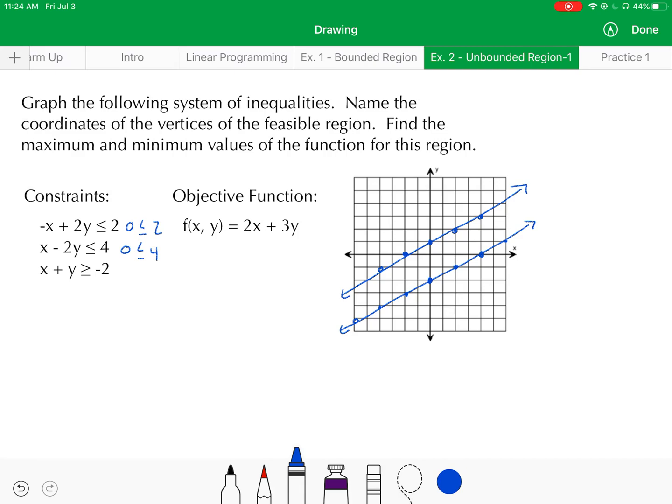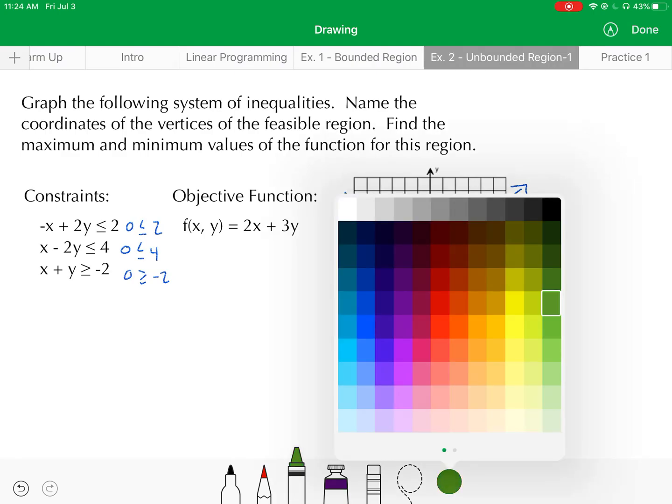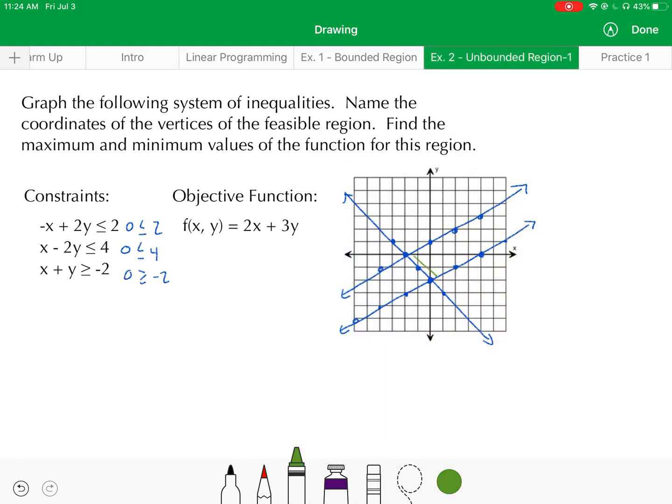Lastly, the final constraint has an x-intercept of -2 and a y-intercept of -2. So use those to find some more points. There's your final boundary line. Using the origin as the test point is going to lead me to 0 is greater than or equal to -2. That is also true, so I would be shading above that final boundary line. And putting all three shadings together, my feasible region, the overlap, would be in here.